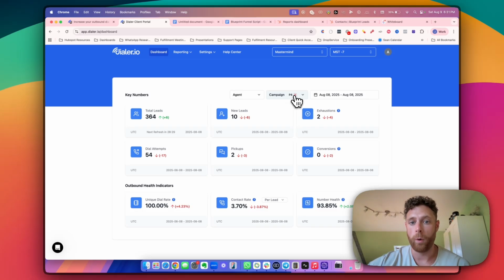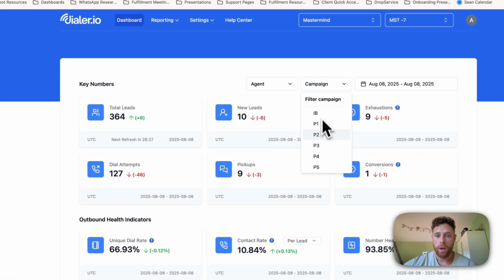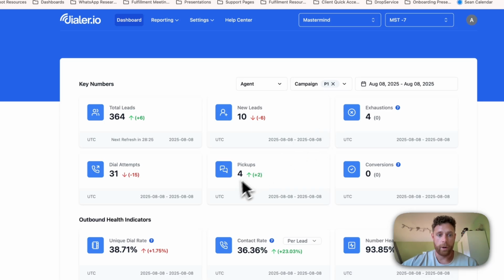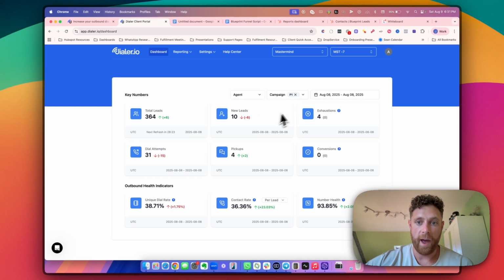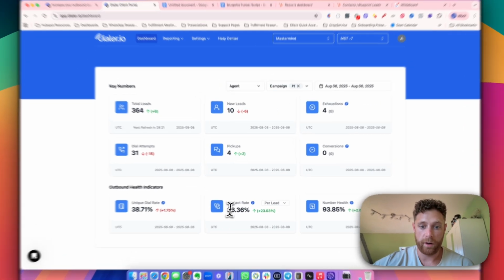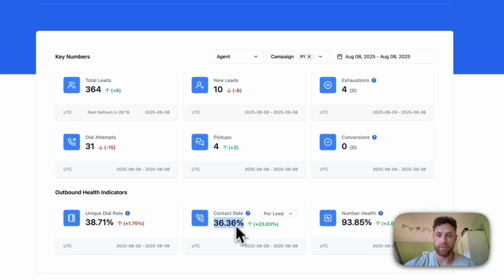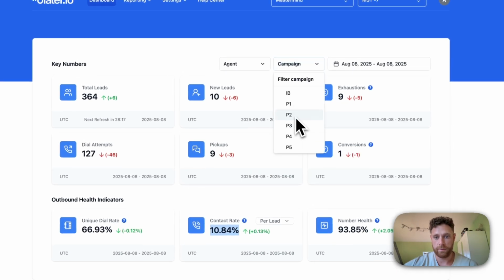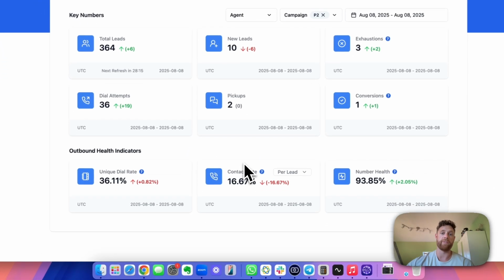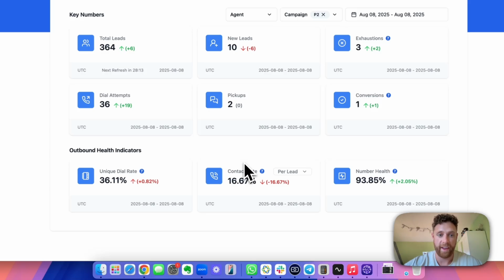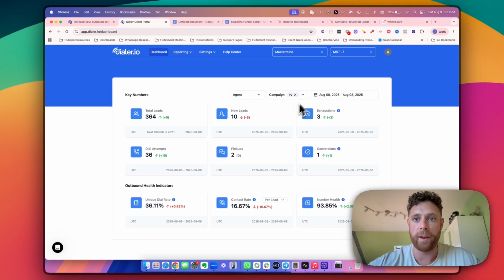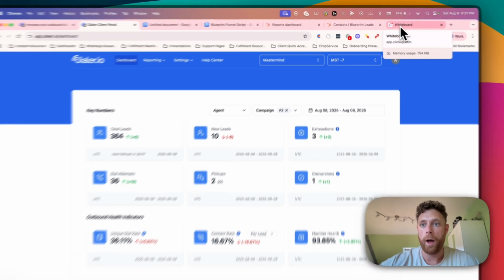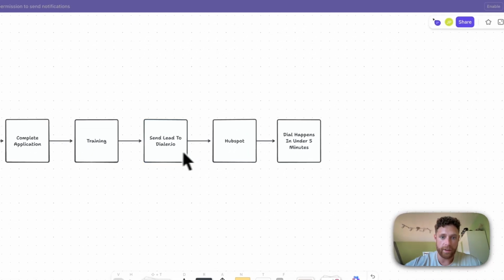So what does that mean? Well, if we look at P1, we have an actual connection rate with the leads in there of 36%, and it instantly drops to 16%. So they are 50% less likely to answer on that second day. Keep that in mind when you're building any type of cold traffic campaign. So, send lead to dialer.